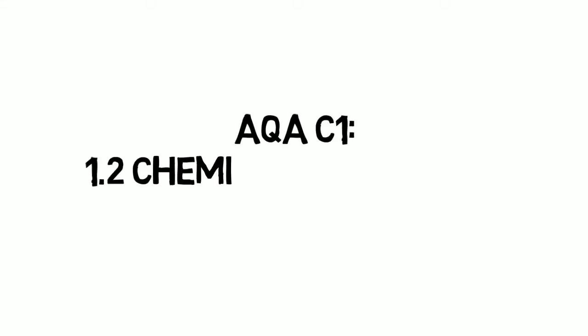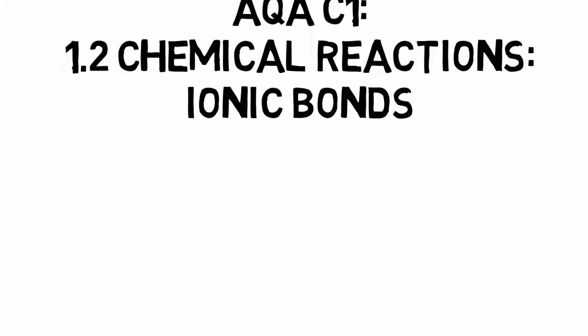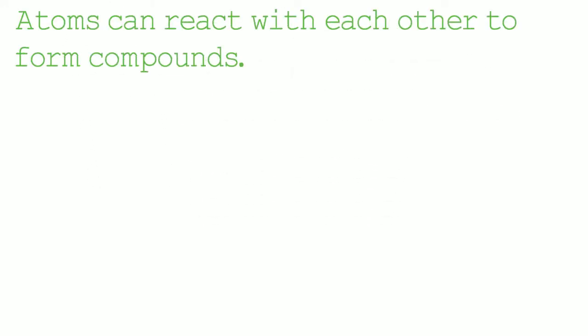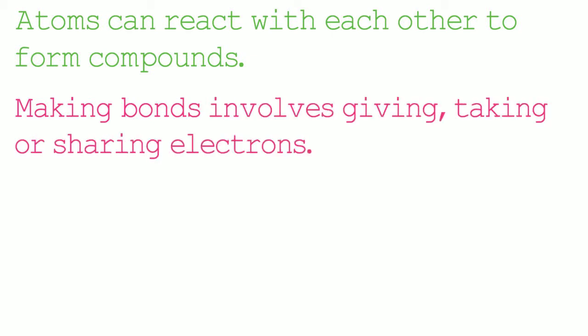Hi, this video is going to be looking at chemical reactions with a particular focus on ionic bonding. Atoms can react with each other to form compounds. When atoms react, they form chemical bonds. Making bonds involves giving, taking, or sharing electrons.